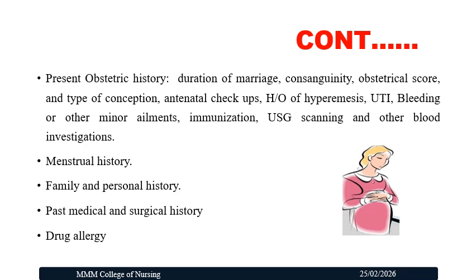Then coming to the menstrual history, you should ask the mother when she attained menarche, whether her cycle is regular, how many days once she gets her cycle, what is the duration of the menstrual cycle, and about the blood loss during menstruation. Then you should collect the history regarding the past medical and surgical history, as well as whether the mother has any drug allergy.